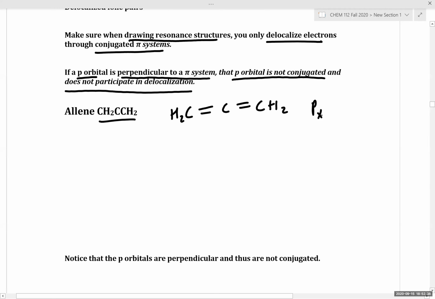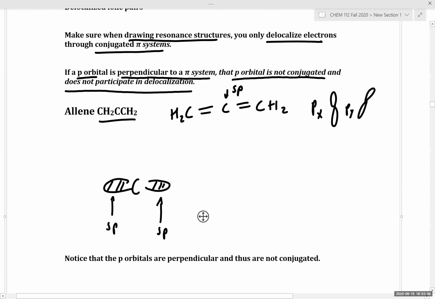So if we think about p orbitals, they don't all have the same orientation, right? The px and py orbitals have different orientations in 3D space. So when we have this central sp hybridized carbon, this central carbon is going to use its hybrid orbitals for bonding, okay? That's pretty boring. It's not really what we came here for.